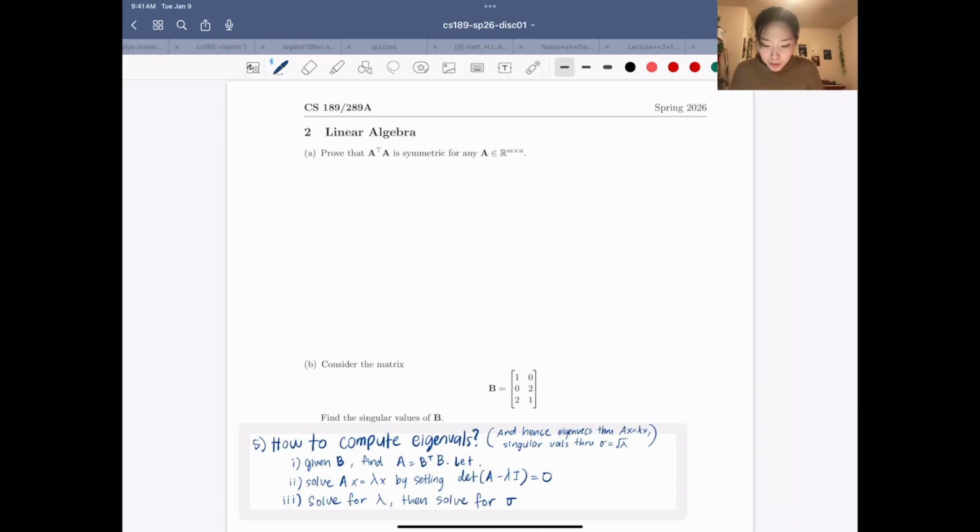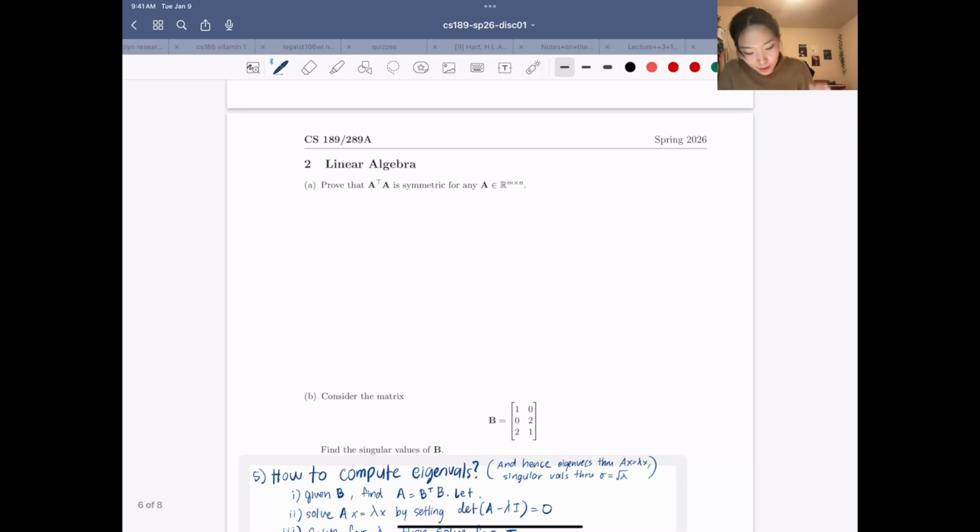Here it says, prove that A transpose A is symmetric for any matrix A with the dimensions n times n. Apologies, I'm losing my voice here. We start off with a very useful formula that I didn't mention earlier. Given some matrices, let's say A, B, C, multiplied together, taking the transpose of this is equivalent to taking C transpose times B transpose times A transpose. And that's going to be super helpful.